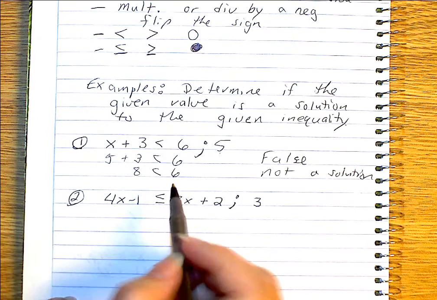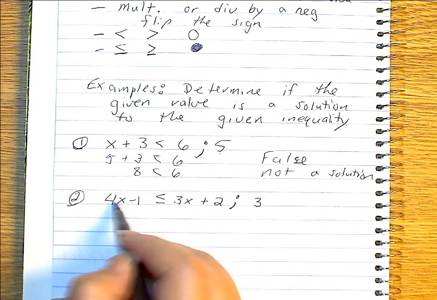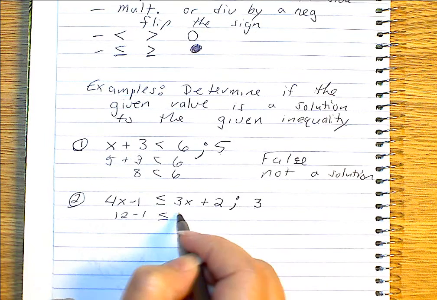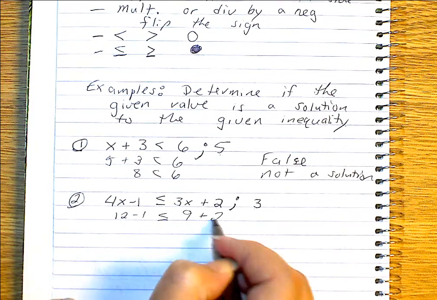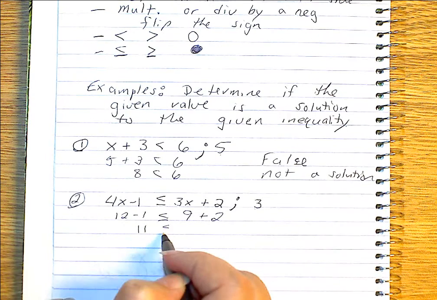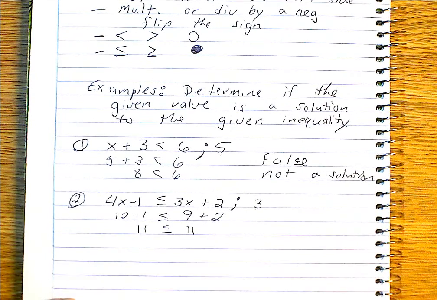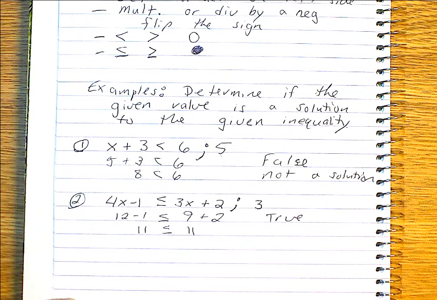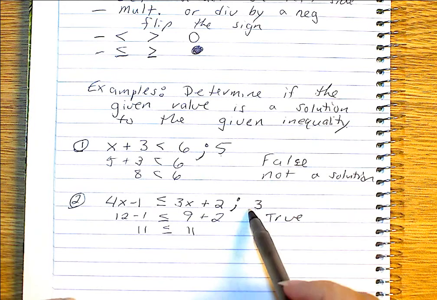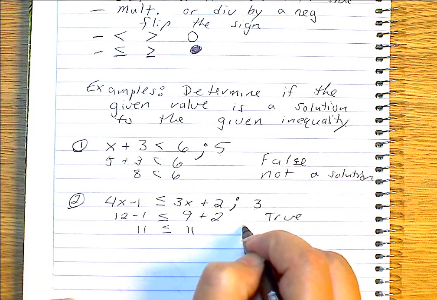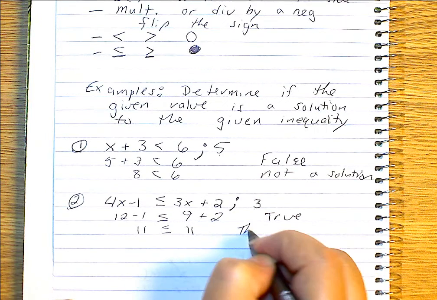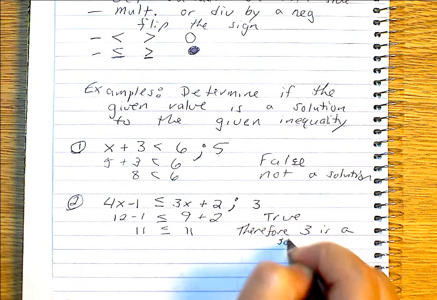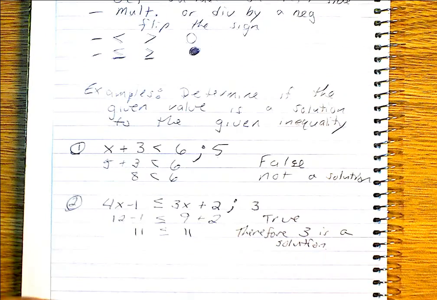Alright, when you plug it in, the first thing you have is 3 times 4 gives me 12, minus 1 is less than or equal to 3 times 3 gives me 9 plus 2. So we have 11 is less than or equal to 11. So that is true. So what does that tell me? That 3 is a solution.